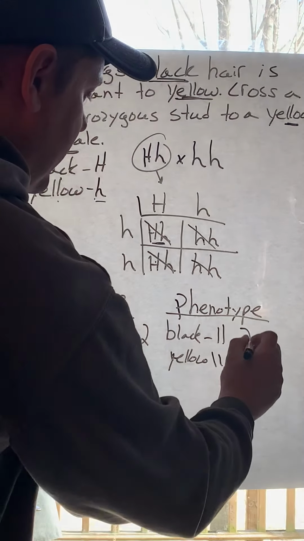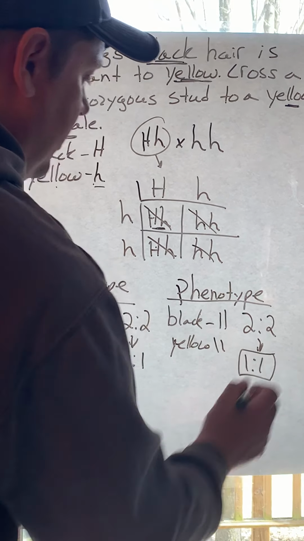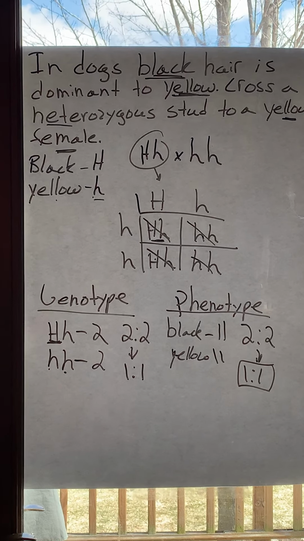There's two of those. So again, we have a 2 to 2 ratio, or we can reduce that to a 1 to 1 ratio, or there's a 50% chance of having a black puppy and a 50% chance of having a yellow puppy.